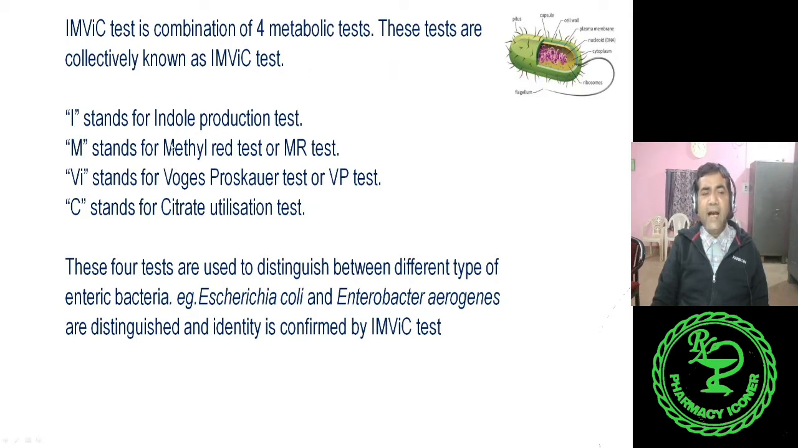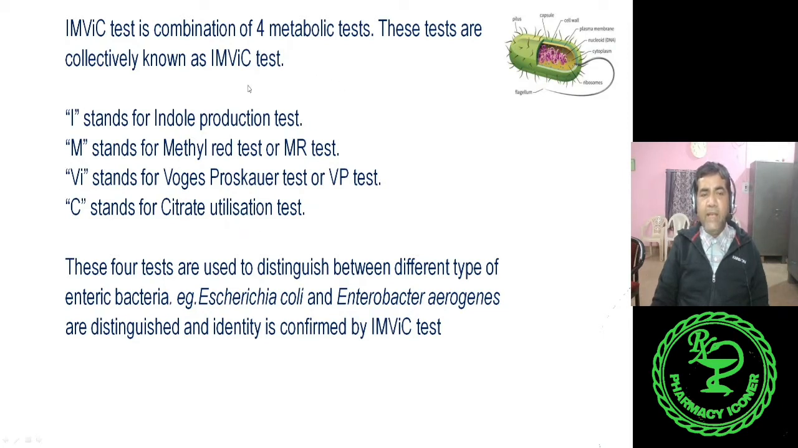These tests are the indole production test. I stands for indole production test. M stands for methyl red test or MR test. VI stands for Voges-Proskauer test or VP test. C stands for citrate utilization test.